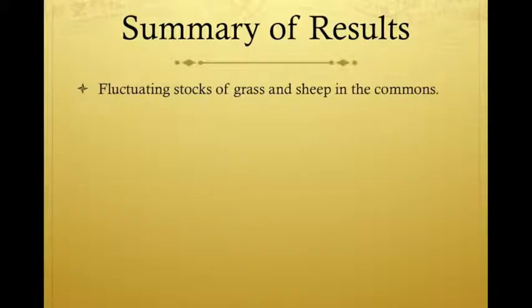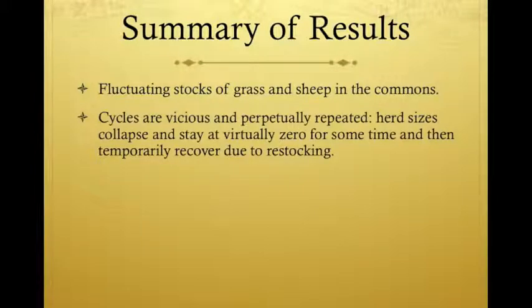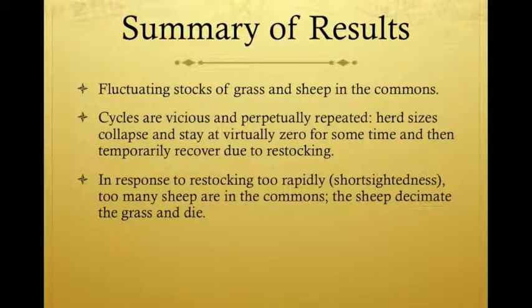So this is a summary of the results of that simulation. There are fluctuating stocks of grass and sheep in the commons, and these cycles are viciously and perpetually repeated. The herd sizes collapse, and then they stay virtually zero for a while, and then they recover when the grass is able to recover. But then they draw it back again.